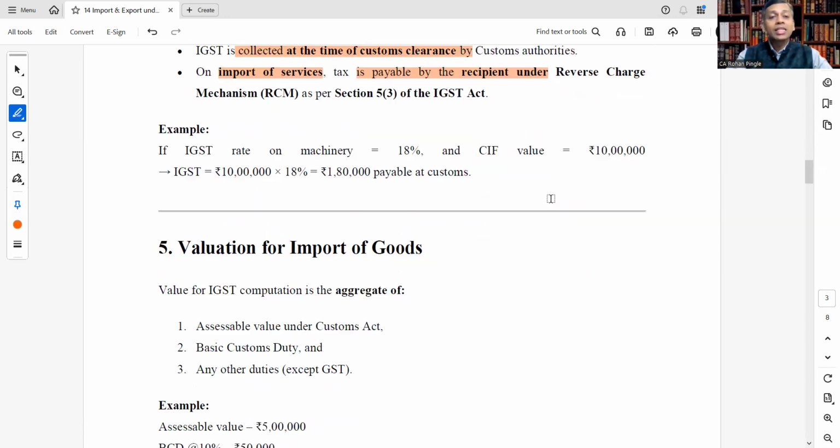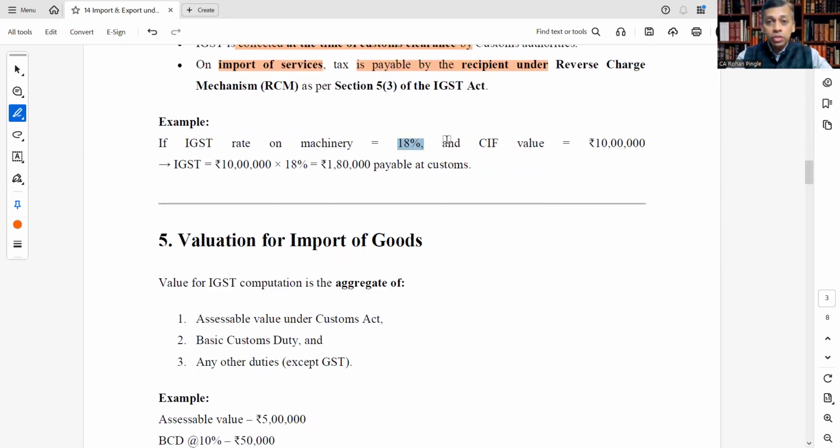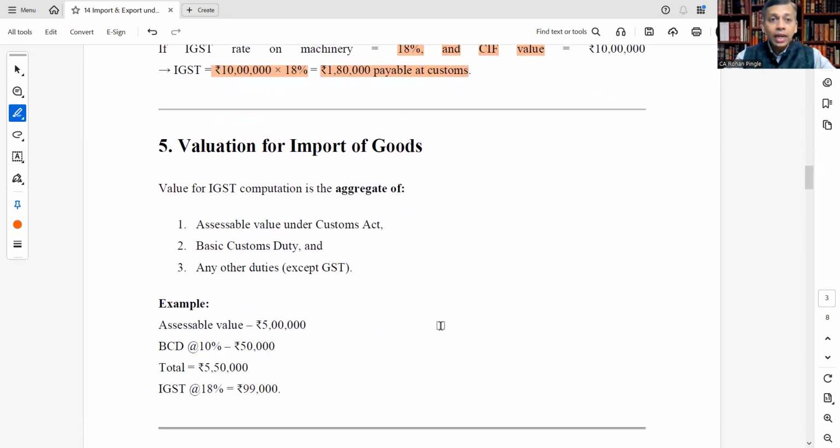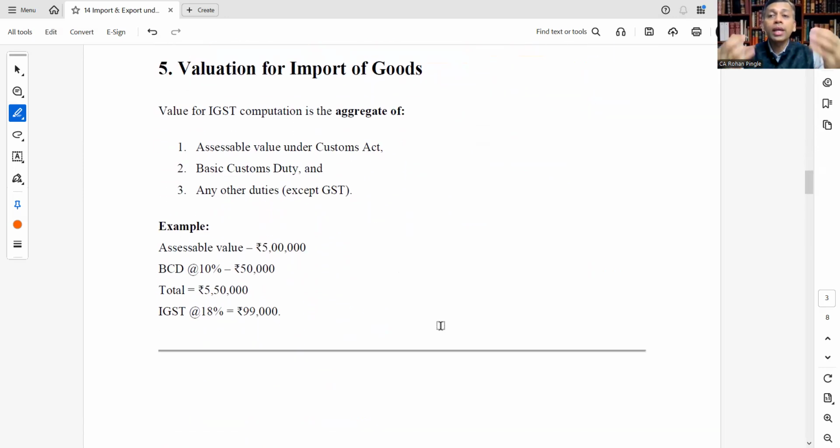Example, if the IGST rate on machinery is 18% and the CIF value is 10 lakhs, then IGST would be 18% on 10 lakh rupees, which is 1,80,000 payable at customs. Let's move on. Valuation for import of goods.